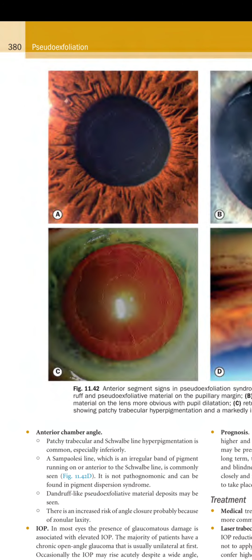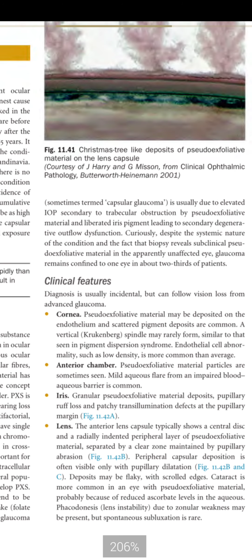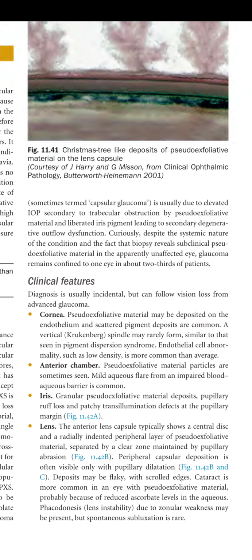So we can see that there is pseudoexfoliation material at the pupillary margin and there is a loss of pupillary ruff. Then there is the lens. The anterior lens capsule typically shows a central disc and a radially indented peripheral layer of the pseudoexfoliative material separated by the clear zone maintained by pupillary abrasion. Peripheral capsular deposition is only visible with pupillary dilatation. Deposit may be flaky with scrolled edges.